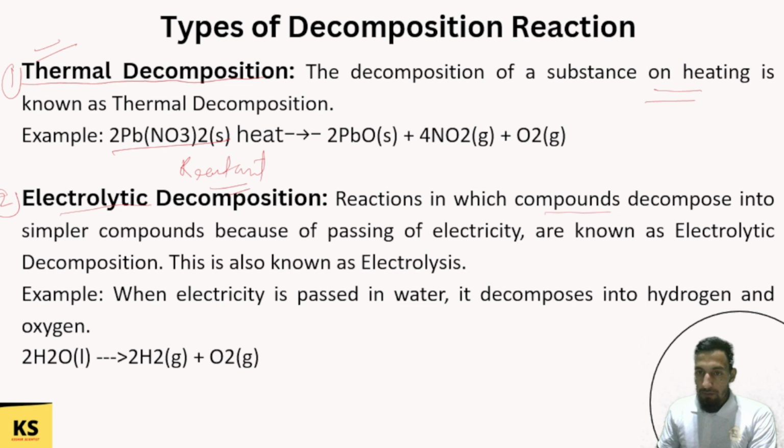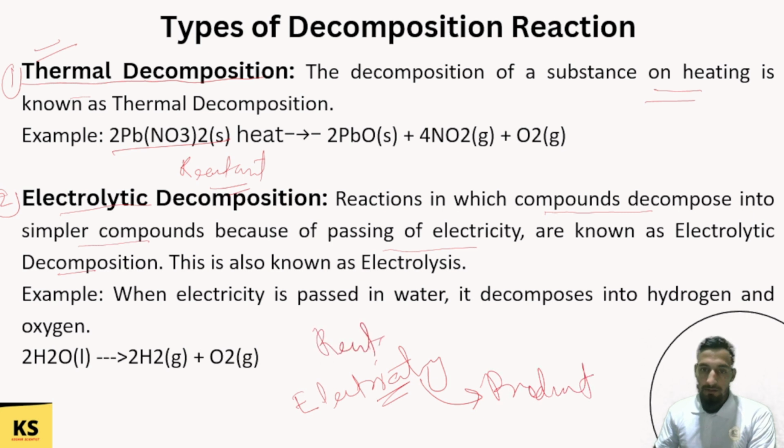Reactions in which a compound decomposes into simpler compounds because of passing electricity are known as electrolytic decomposition. As in thermal decomposition we were supplying heat, in electrolytic decomposition we are passing electricity through the starting compound or the reactant to get the required products. What do we do? We pass electricity through the reactant, and we get our required product.